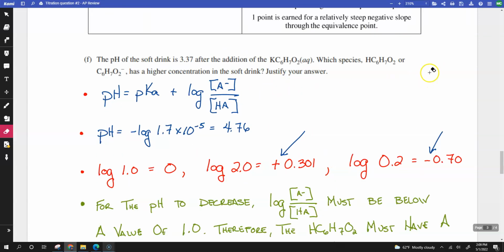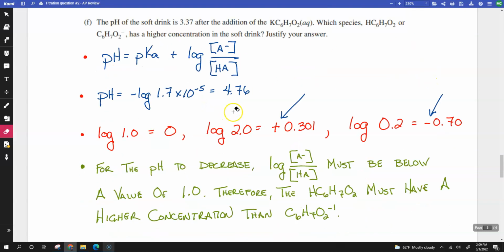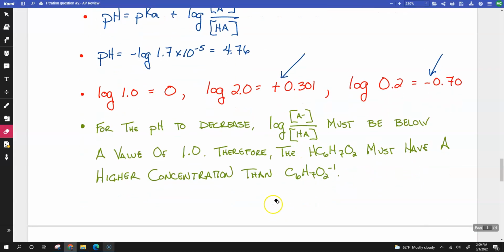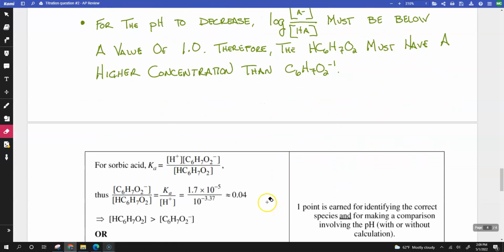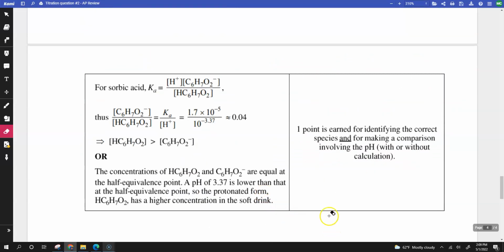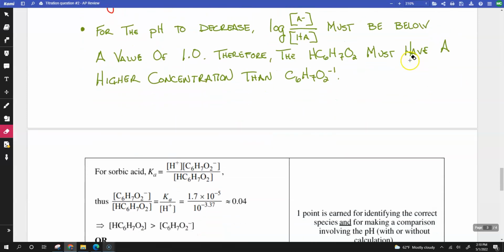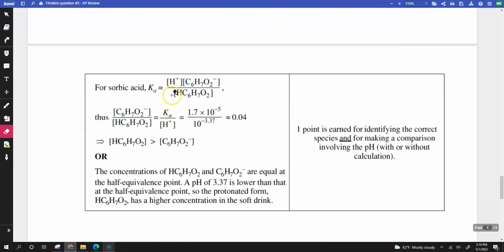So did I answer the question? Which one has a higher concentration? I did. So good job for me. I ATFQ'd it. All right, and then here is what they gave. So you get 1 point for identifying the correct species and making a comparison involving the pH with or without a calculation. And I didn't do a calculation. I just discussed the values. So they did their thing, and again, you can do whatever you need to do to solve for it.